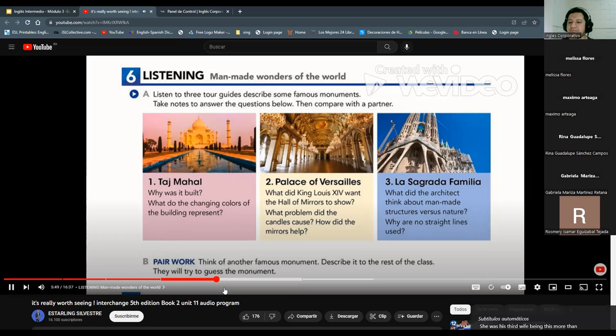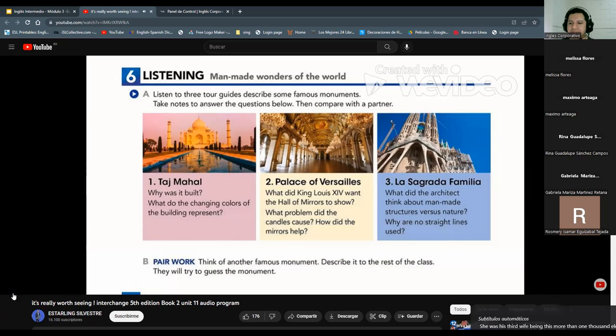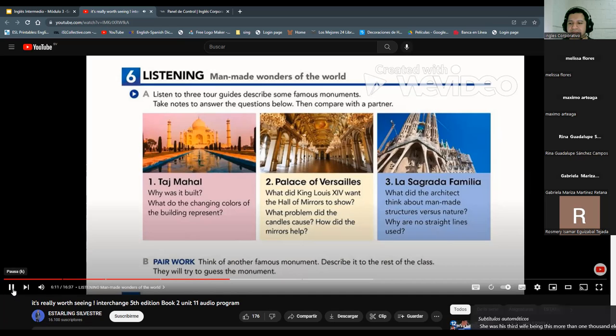2. Palace of Versailles. What did King Louis XIV want the Hall of Mirrors to show? What problem did the candles cause? How did the mirrors help? Now we come to the Hall of Mirrors, one of the most famous rooms in the Palace of Versailles. King Louis XIV wanted this room to show all the riches and power of France.